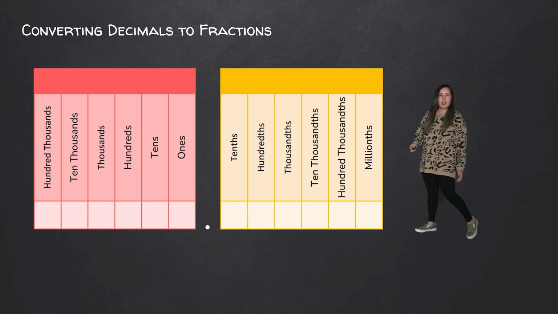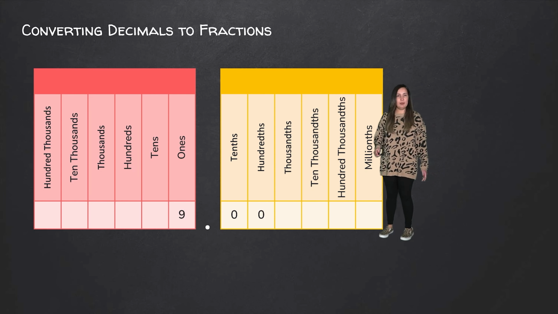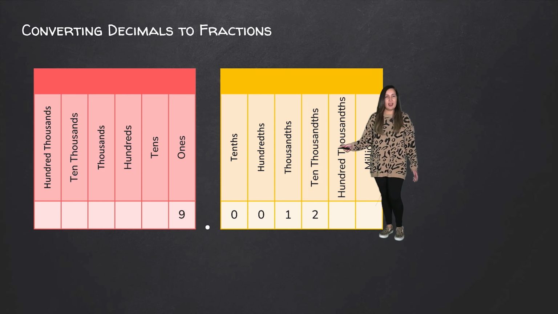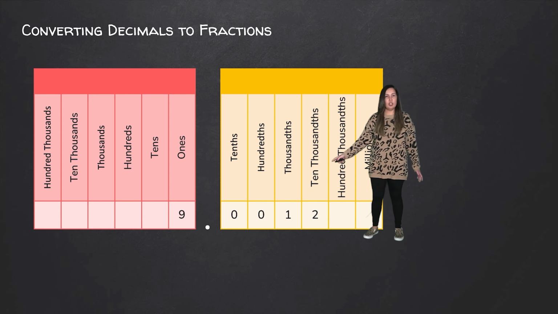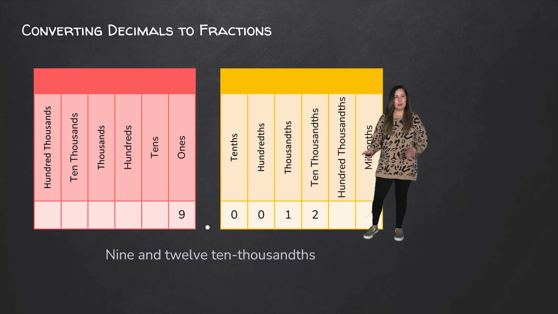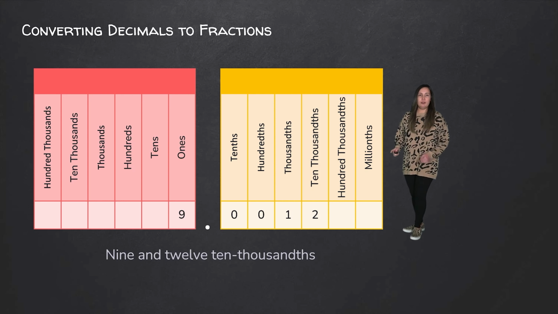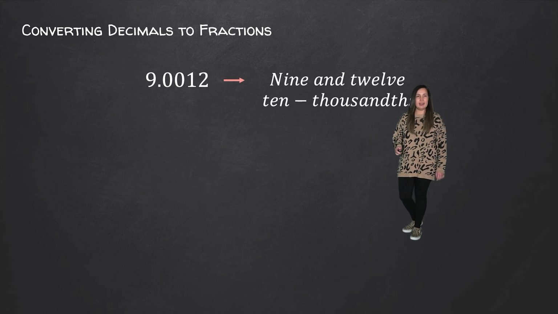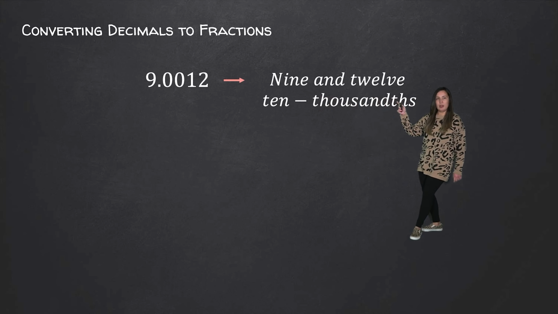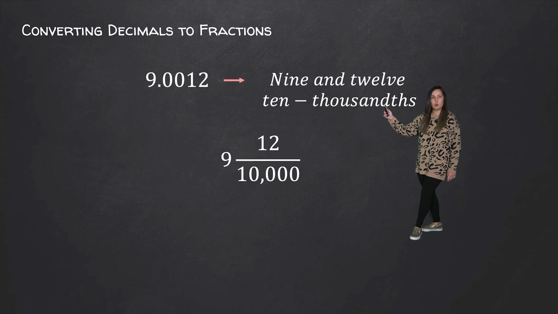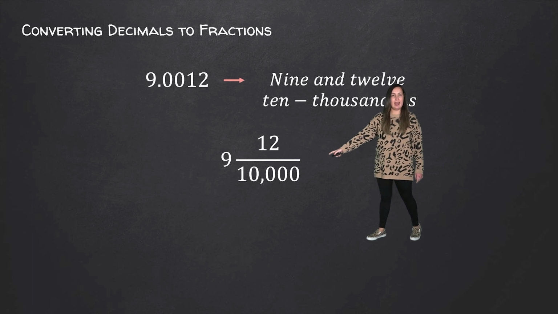So here we have our final example, and we have 9.0012, and that ends in the 10 thousandths place. So we have 9 and 12 ten thousandths. All right? So we're going to use that to help us write this as a mixed number. So 9 is going to be a whole number, and 12 ten thousandths means 12 over 10,000.